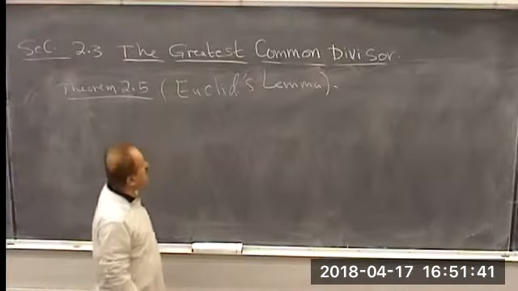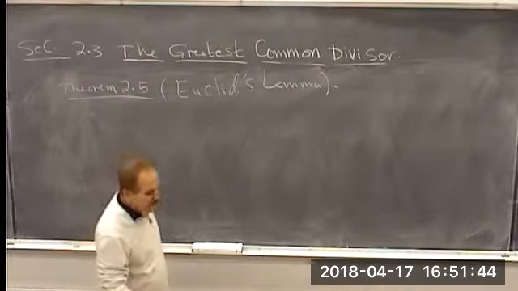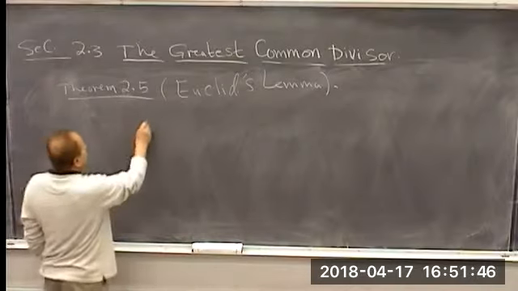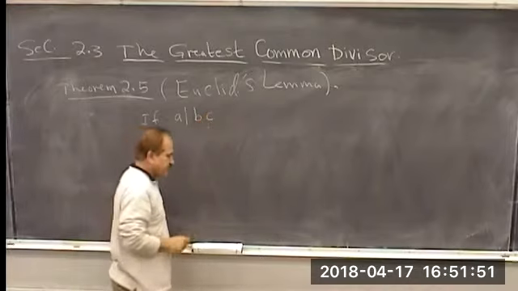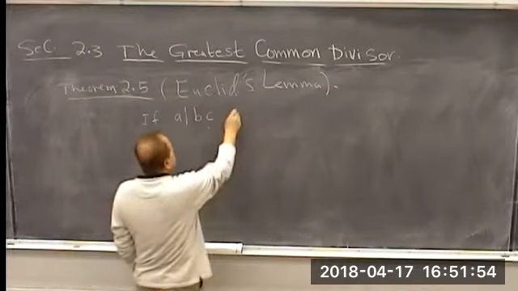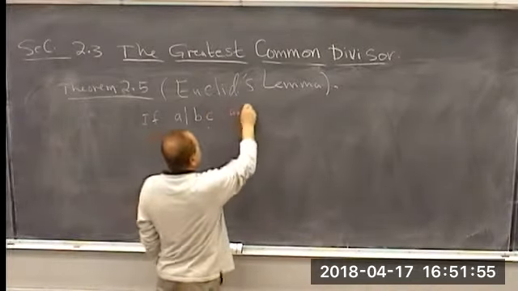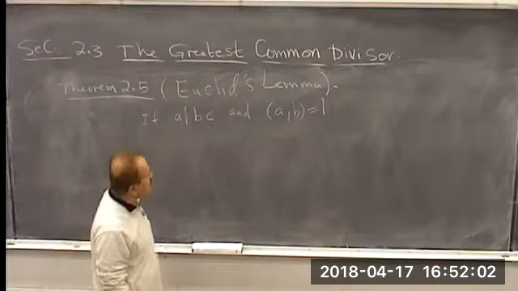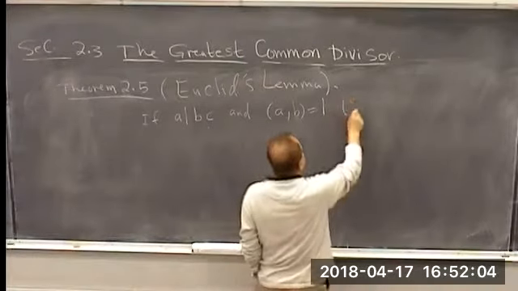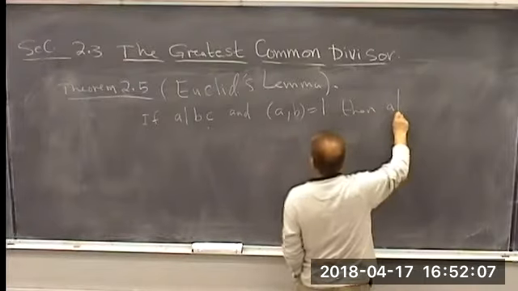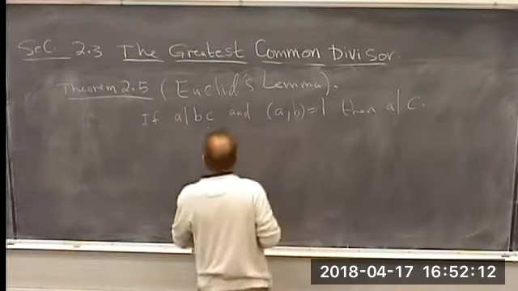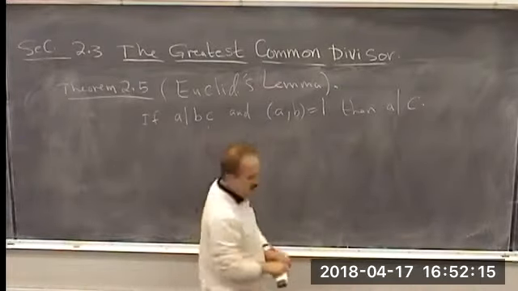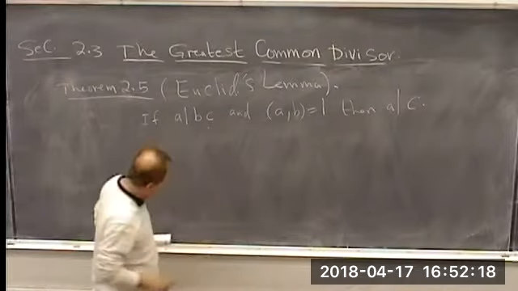Again, another useful result that we're going to see over and over again is that if A divides BC and the greatest common divisor of A and B is equal to 1, which means they are relatively prime, that's another way of saying this, then A must divide C.